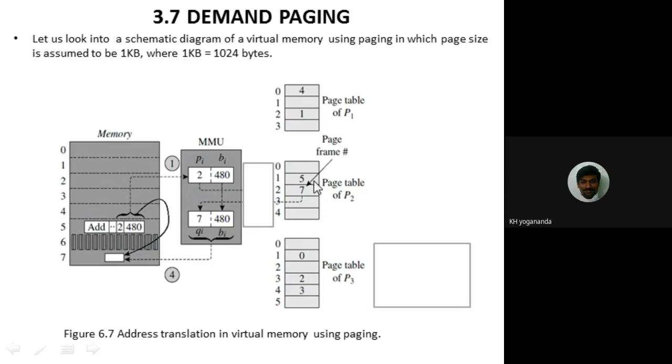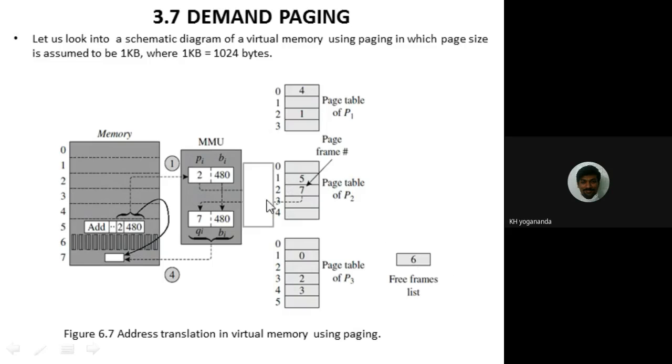In process p2, page 1 is occupied by page frame 5, page 2 is occupied by page frame 7. In the page table of p3, page 1 is occupied by page frame 0, page 3 is occupied by page frame 2, and page 4 is occupied by page frame 3. So which one is left out? That page frame will be in the free frame list. Okay, so page frame number 6 is left, and that will be in the free frame list.